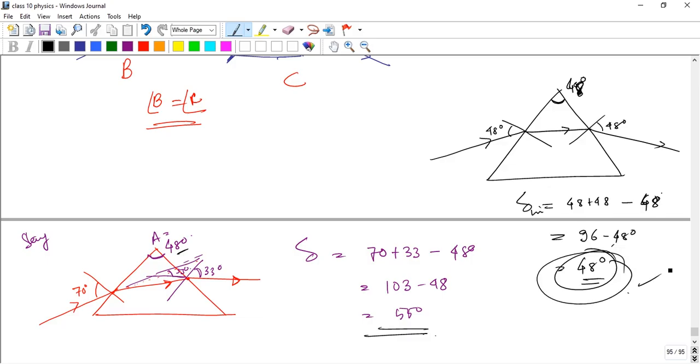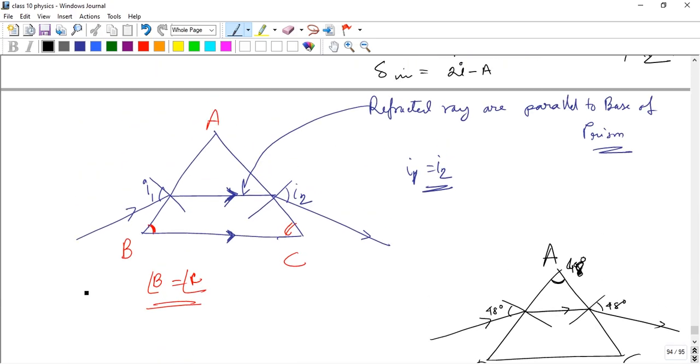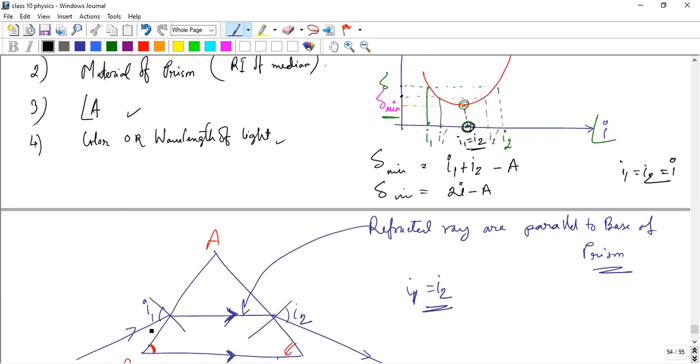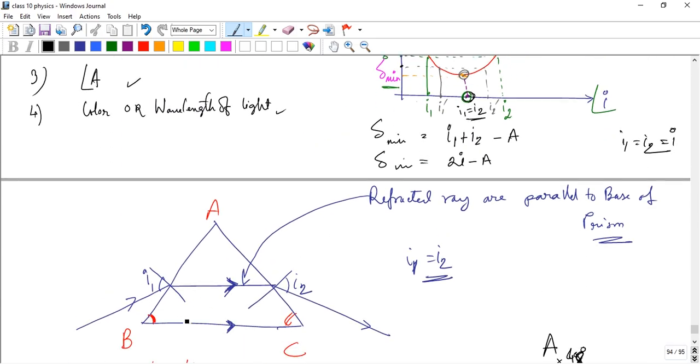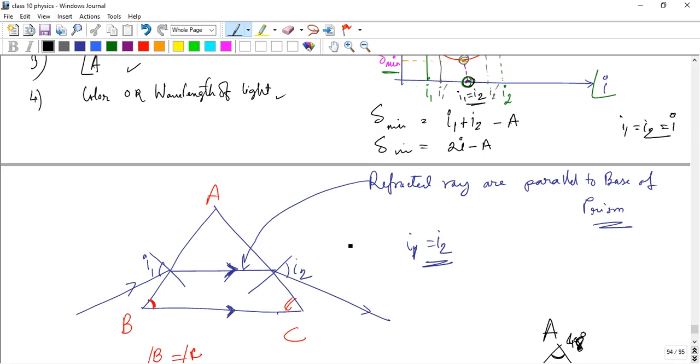Okay, clear. If it is the same triangle of prism ABC, these are the same triangle A, B, C. So the important concept we learn here is that if the refracted ray is parallel to the base, we get a minimum deviation. That's the important thing to understand.